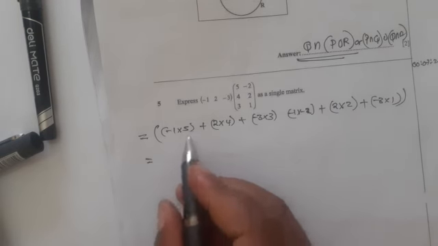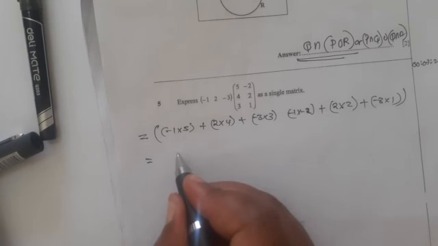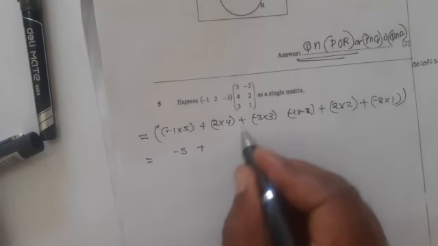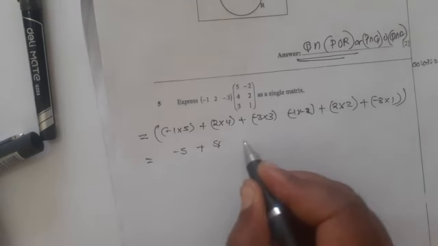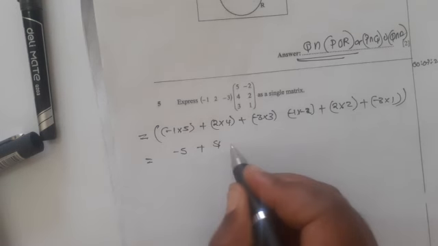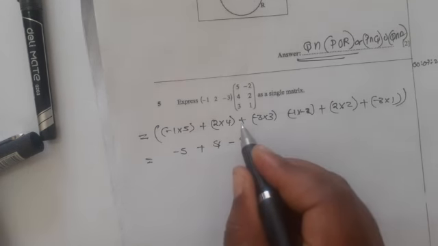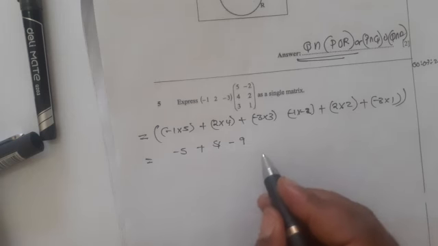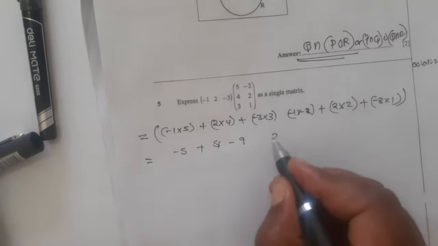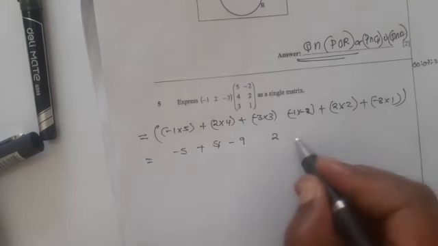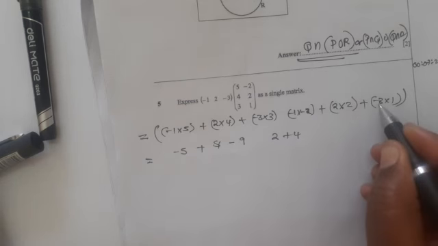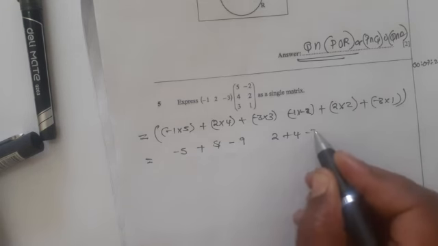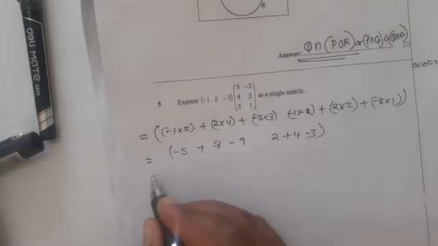So here, we are going to have this by that, that's negative 5 plus 2 by 4, 8. Negative 3 by 3, that's negative 9. So negative and positive will be negative. Right? We leave some space. This by that will be positive 2. This by that will be plus 4. Negative 3 by 1 will be negative 3. Okay, this is the matrix.